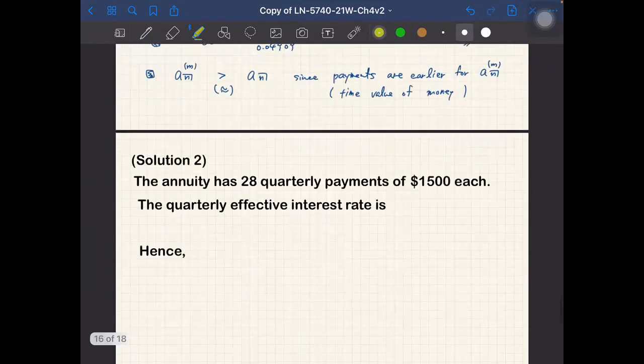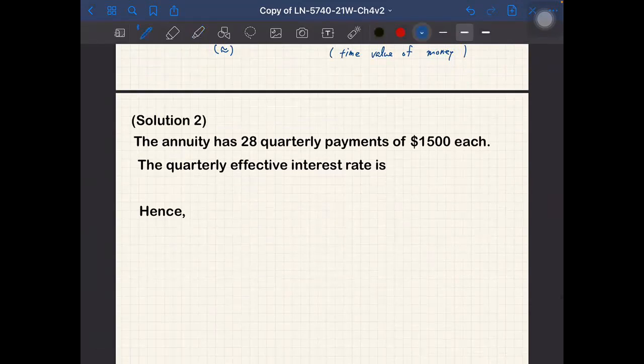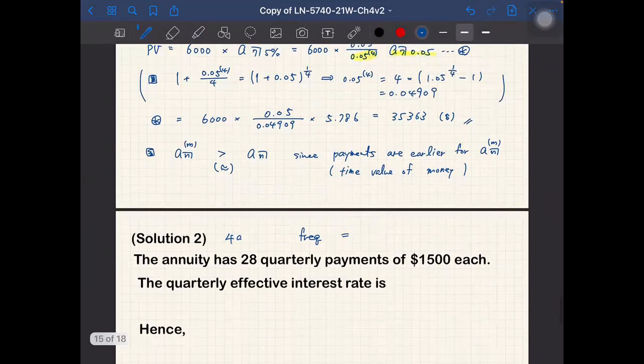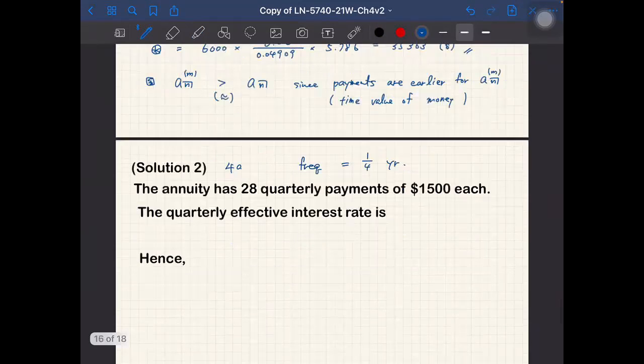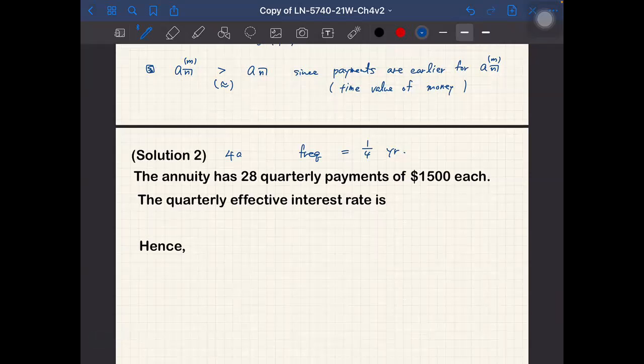Another solution is by 4a. We use the frequency equal to 1 over quarter year, so the quarterly payment. This is an annuity with 28 quarterly payments of $1,500 each. The quarterly effective interest rate is what? It is 1.05, the annual rate, to the 4th power minus 1, which is equal to 0.01227, so this is 1.227%.